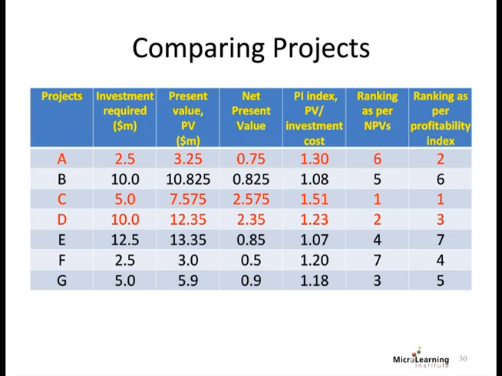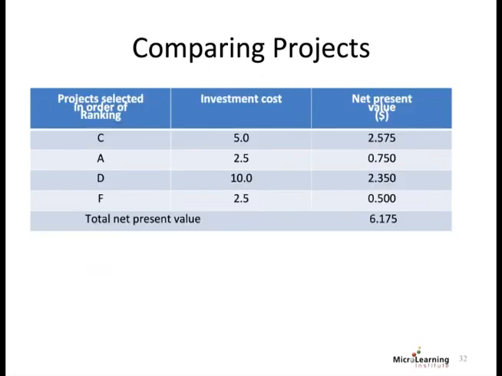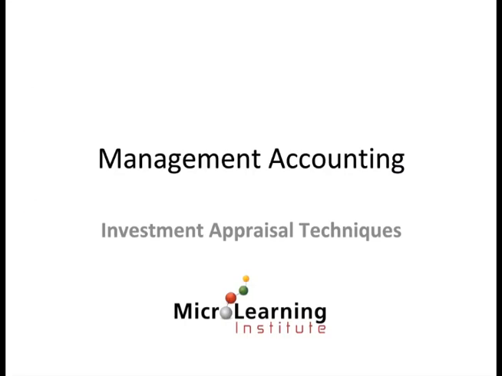Project D is ranked at number 3. This project requires an investment of $10 million, leaving $2.5 million remaining to invest. Project F is ranked at number 4. This project requires an investment of the remaining $2.5 million. If the company pursues Project C, A, D, and F, this provides a net present value of $6.175 million on the $20 million invested. This short tutorial introduces a number of techniques for investment appraisal.